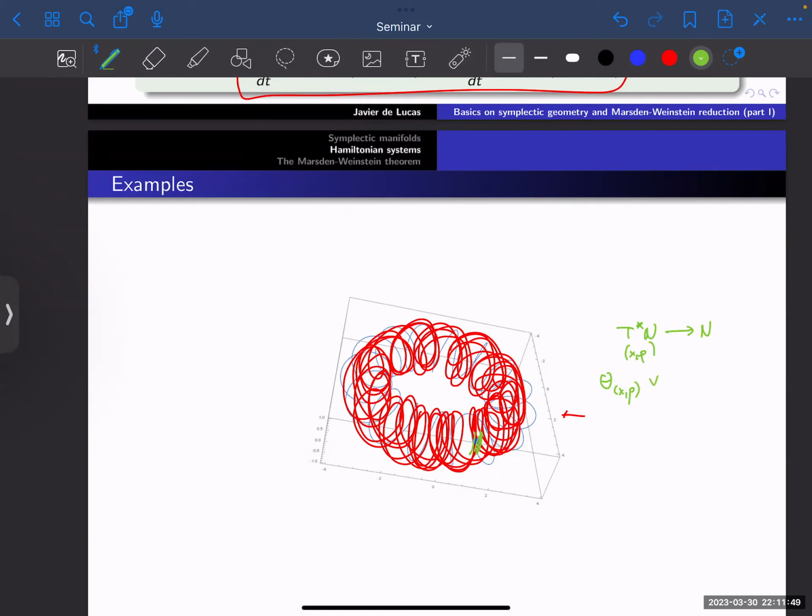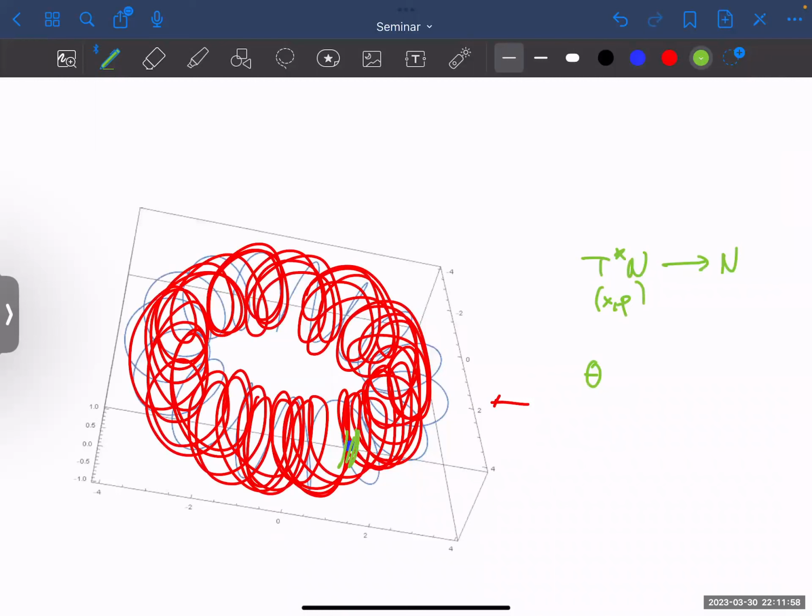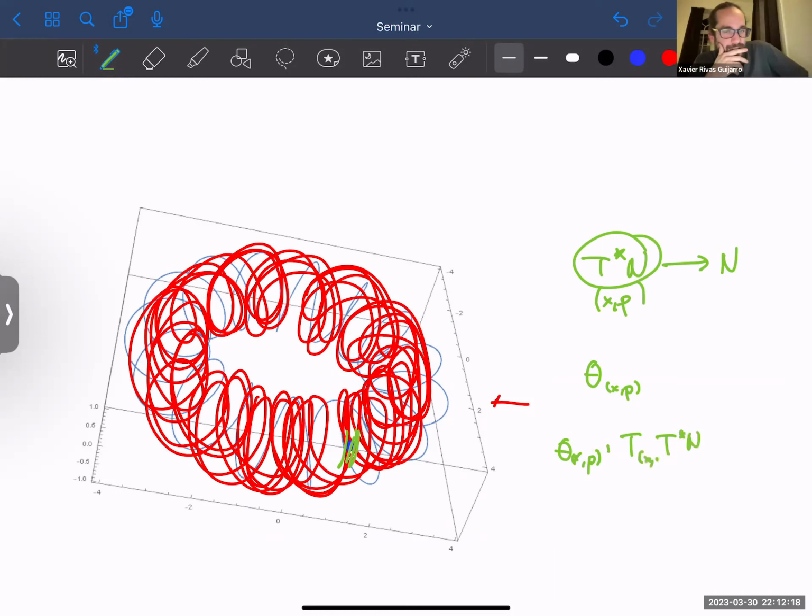This form, the canonical form, can be written, because the nicest way to write it is intrinsically, as I said before, which is what makes it canonical. This is a form on the cotangent bundle. So for every point (x, p), this is an application from the tangent space of the cotangent bundle to R. This is the canonical one-form. So at each point it goes from the tangent space of the manifold to R.